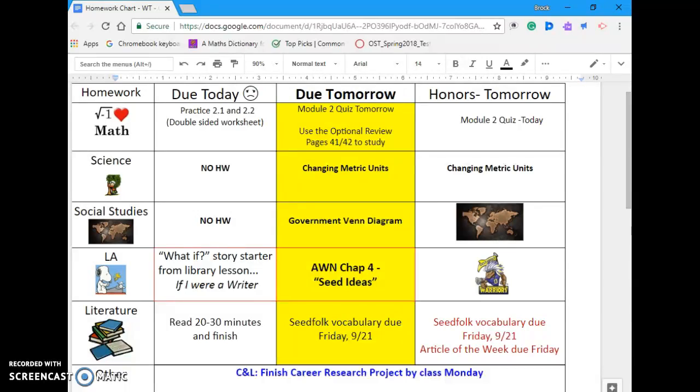In language arts, writer's notebook, we've got chapter 4, which are seed ideas. And then in literature you need to read 20 to 30 minutes as well as go through and work on your seed folk vocabulary, which is due this Friday. Remember, there is no article of the week for this week in literature. And for CNL, hopefully your research project was done by class today.